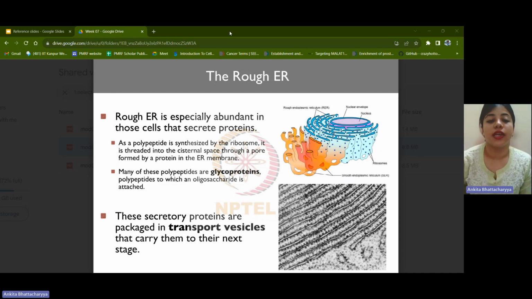However, for now, what you can understand is that these glycoproteins, polypeptides to which an oligosaccharide is attached, are often synthesized within the ER, and therefore this is another major function of this endomembranous organelle. Now, these secretory proteins are packaged into little vesicles, like little lipid envelopes within which these proteins are present, and then they are carried over to the next stage and pass through the cis-medial trans-Golgi network, and then they would be secreted outside the cell after fusion with the plasma membrane. That depends upon what job it is supposed to carry out.